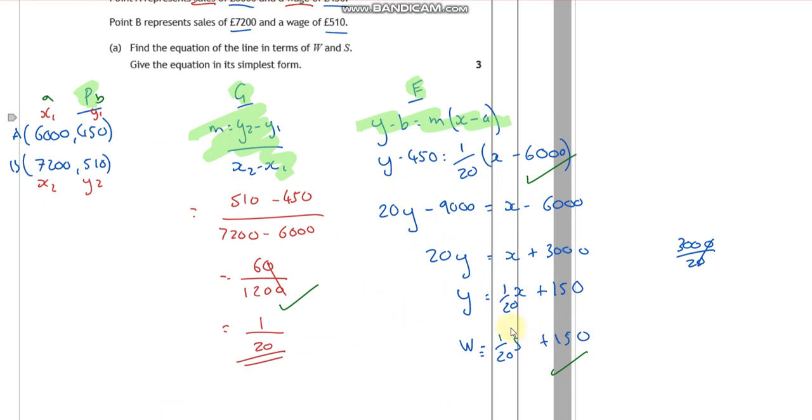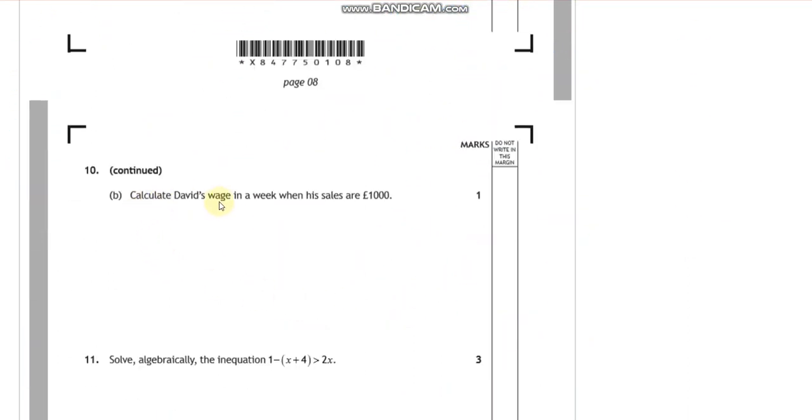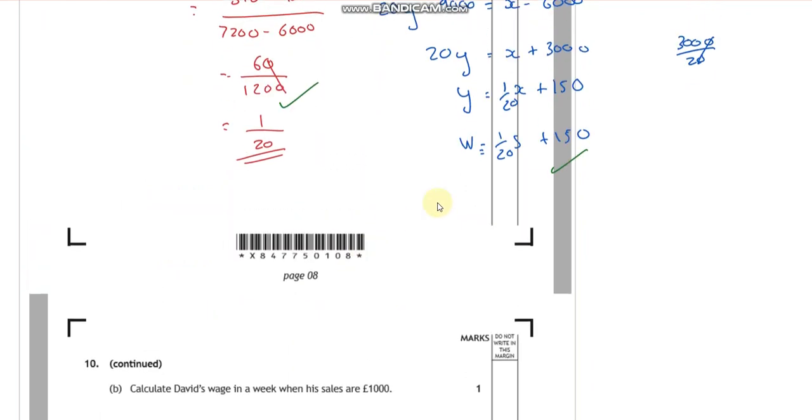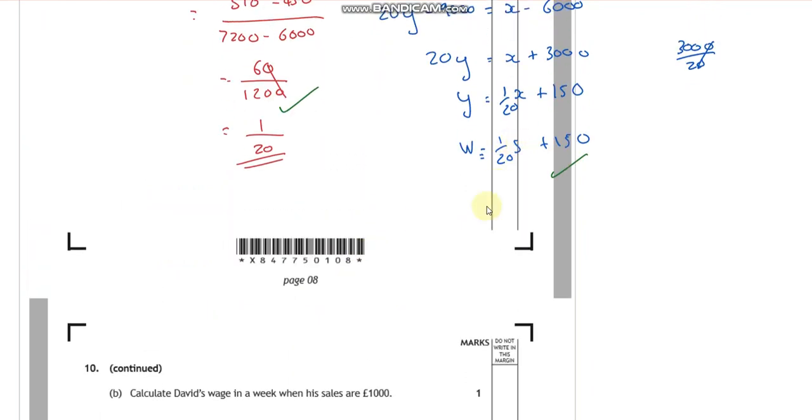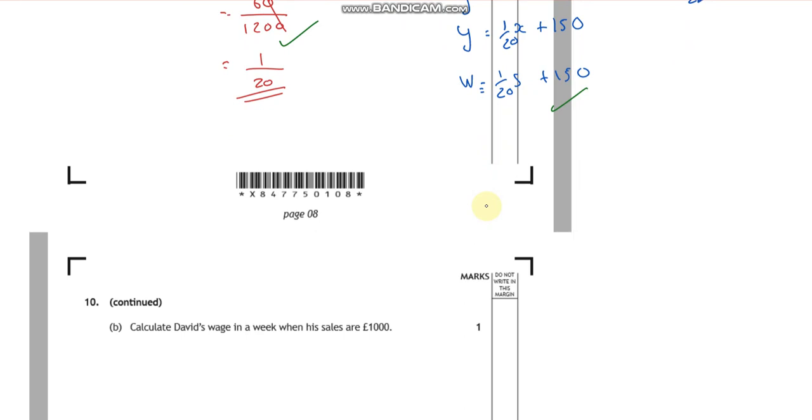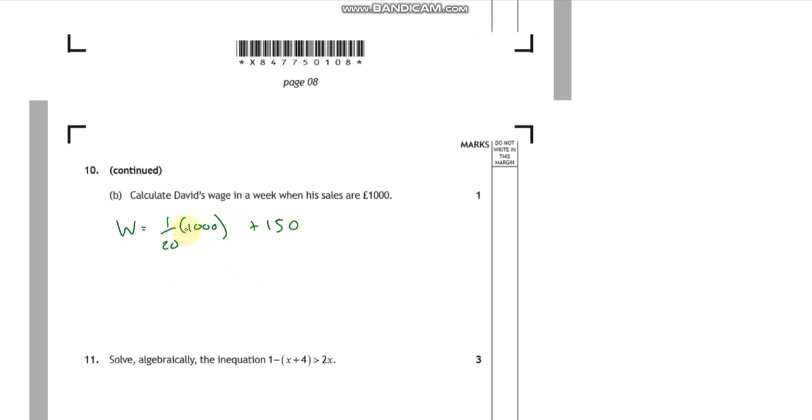All right. And then the last bit that they kind of throw in is calculate Dave's wage in a week when his sales are 1,000. And all that means is substituting 1,000 for S. So the wage is going to be 1 over 20 times 1,000 plus 150. So that is the same as 100 divided by 20. So cancel your zeros. 100 divided by 2 is going to be 50. So you get 50 plus 150. So that's 200 pounds. So just one mark for that one.